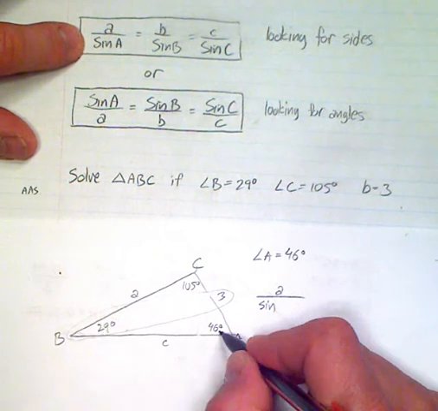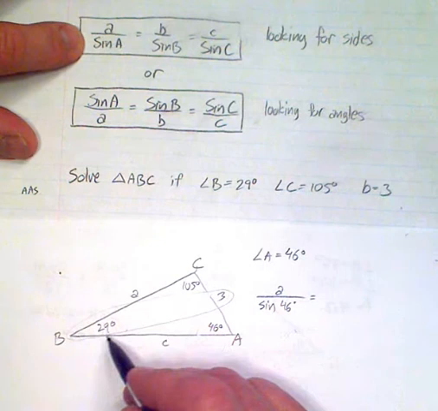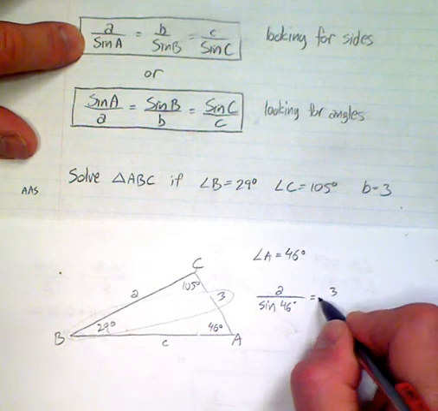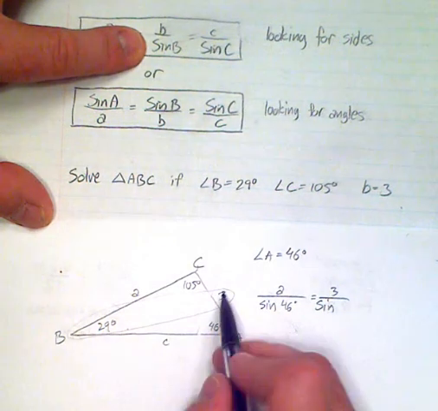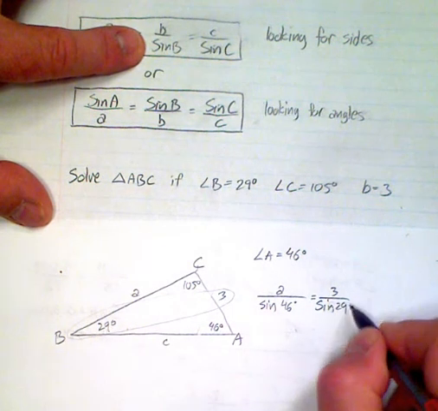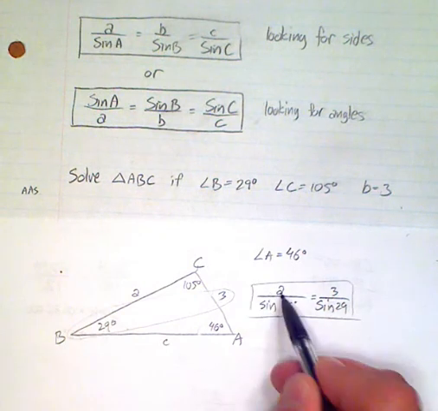Well, angle A is 46 degrees, right? And let's use the one we have now. So side B, which is 3, right? Side B over sine B. And the associated angle is 29 degrees. So what we've done is created a proportion here with the unknown on the top.